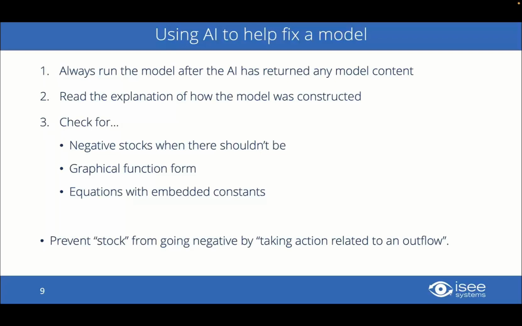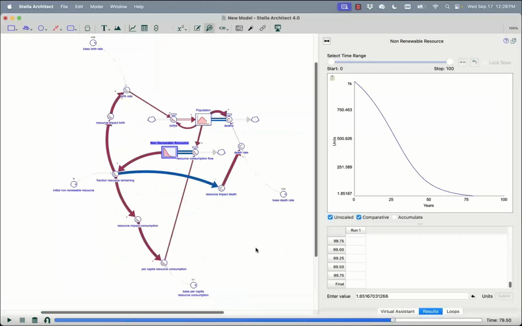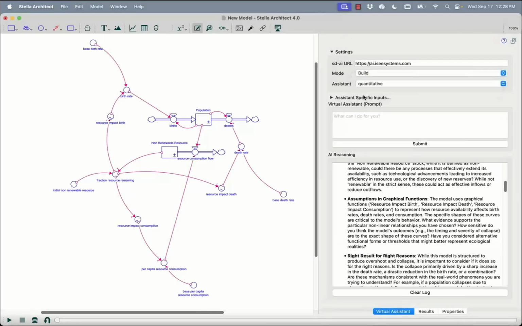prevent stock from going negative by taking action related to an outflow. This is a very common form that you can use in your work with LLMs. Do some behavior related to some variable by taking some action. In our case, we're going to do that by saying, and I'm just going to do quantitative for this because I don't want a whole critique of the model.